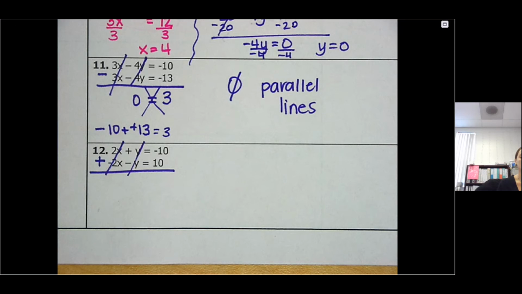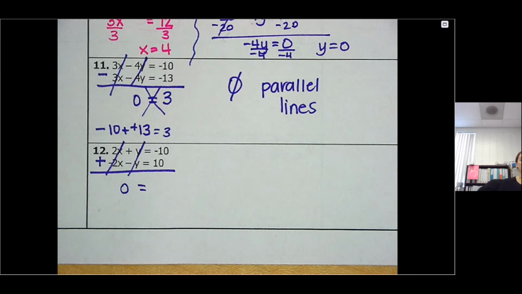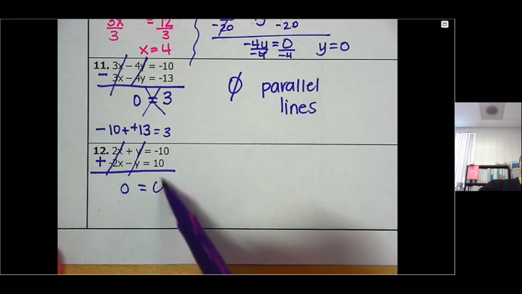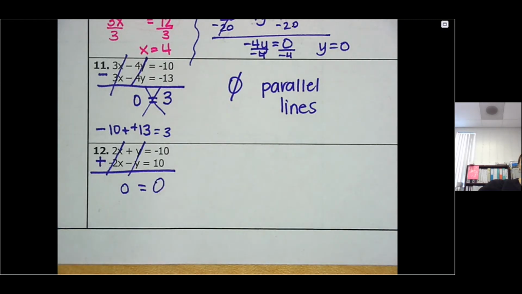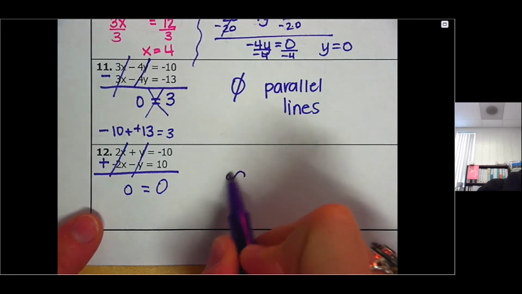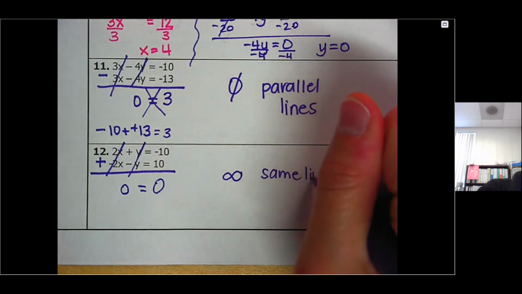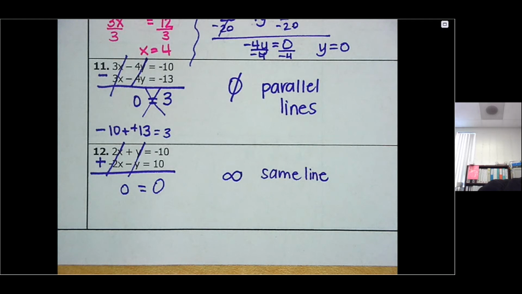What number are you left with on the left? 0. And then on the right, you've got negative 10 plus 10. What is that? It's 0 as well. So this time you have a number equal to a number. Is this a true statement? Yes. What does that mean your solution is? It's infinite solutions, because this is the same line. There's no cap on your solutions because it's literally the same line right on top of the other one. So it's infinite solutions. Whew. Okay.